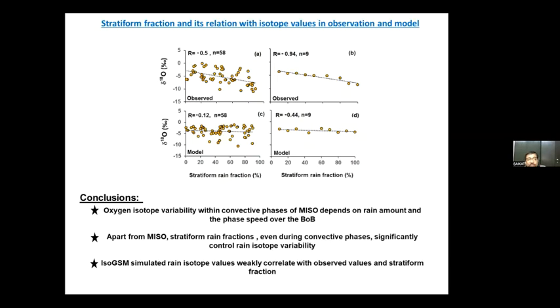Secondly, apart from meso, there are other controlling factors like stratiform fraction that also contribute to the delta 18 variability over our region, although the model could not simulate this relation reasonably well. So ISO-GSM simulated rain values weakly correlate with the observed values as well as the stratiform fraction. So these are some of the conclusions that we make from our daily scale observations.